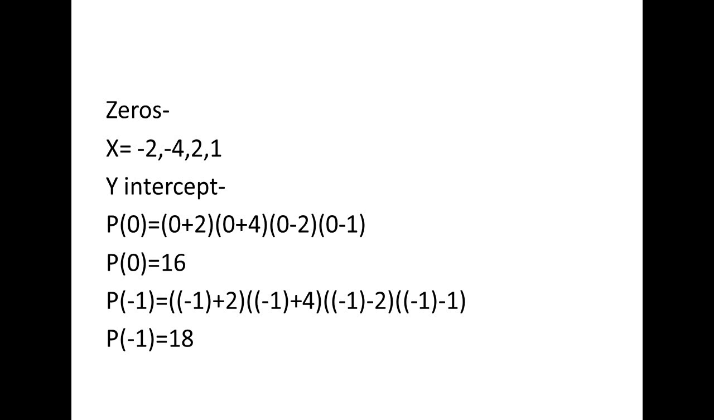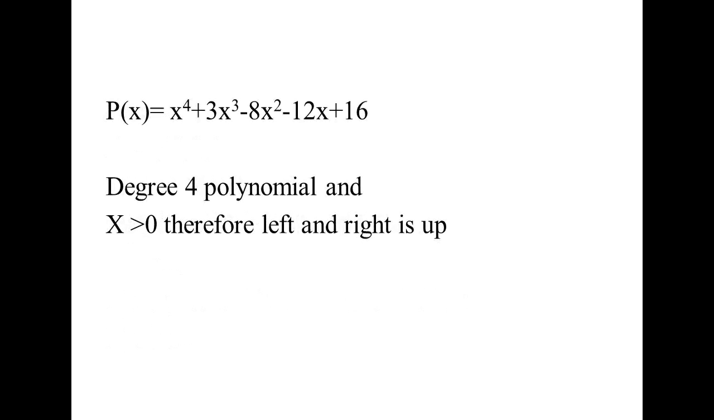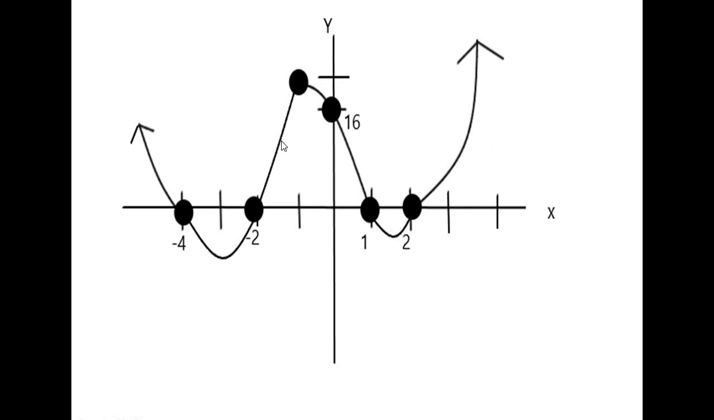Actually wait, before you graph it, you still need to determine what the end behavior is. So this is a degree 4 polynomial, and the leading coefficient is larger than 0, which tells us that both the left and the right are going to be facing upwards. Now you have everything you need to graph. So then your graph is going to look like this. Remember, you place arrows at the ends of the graph.